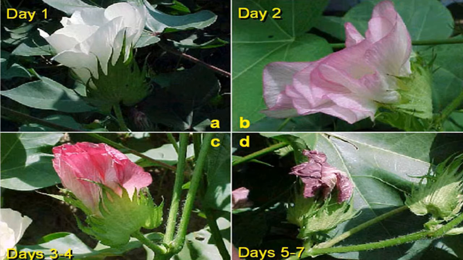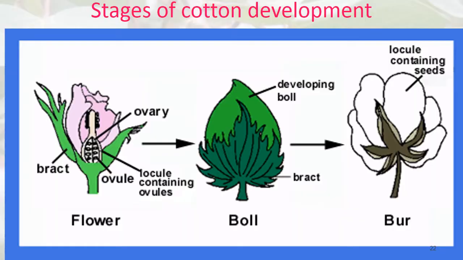These are flowers, showing how the flowers change their color after a few days. This is the white color flower during the initial days, and on day 2 it changes its color to slight pinkish, then bright pinkish, and finally after day 5 or 7 it will start making the balls. Stages of cotton development: first flower development will take place, then ball development, and after that bur development, that will yield the final cotton.